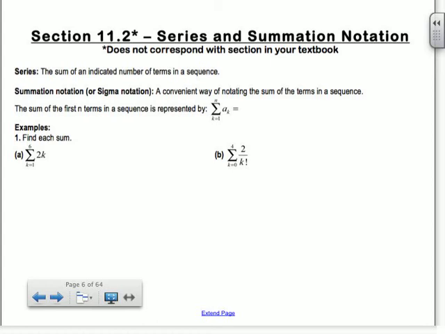Summation notation or sigma notation is a convenient way of notating the sum of terms in a sequence. So you'll see this a lot with the little sigma sign. So I call it sigma notation. Your book usually calls it summation notation.